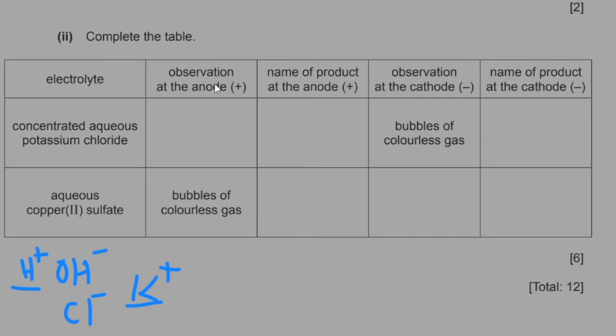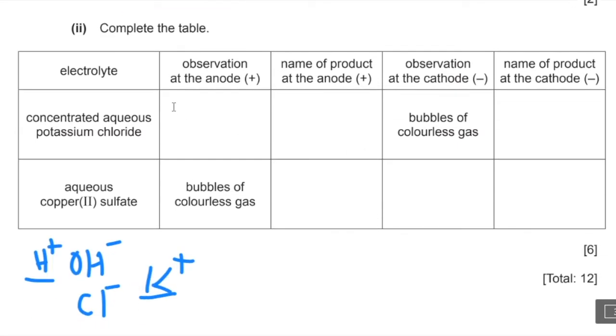Since the anode is the positive electrode, it attracts the negative ions, which are hydroxide and chloride. And since chloride is the more reactive of the two, chlorine would get discharged at the anode. And since it's chlorine, it would form green bubbles. Name of the product at the anode: this is chlorine.